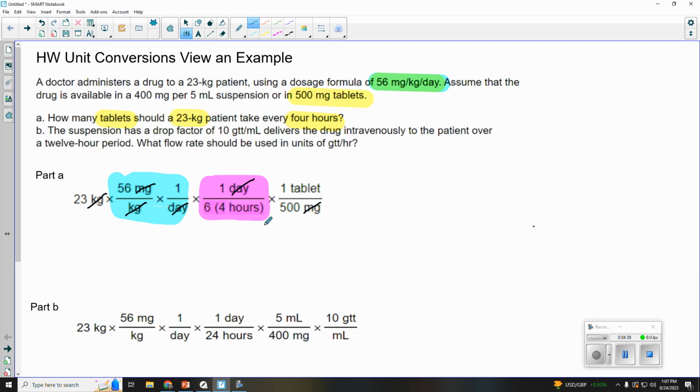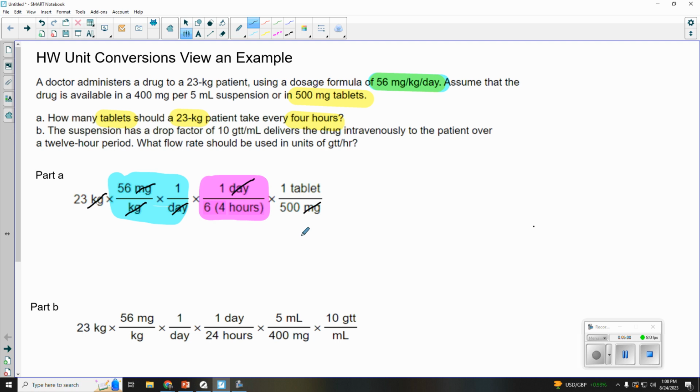Okay, so this is the math part of how to work this. And of course, then you would just multiply all of the top numbers and then multiply all of the bottom numbers and then divide by the total to get your final answer. Okay, I'm not actually going to do that right now.